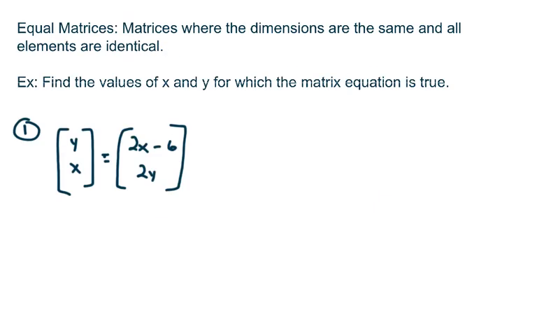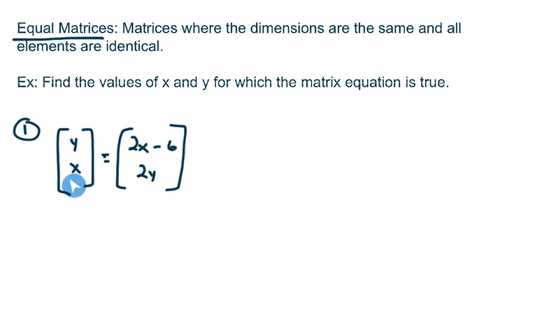Okay, matrices are equal when the dimensions are the same and all the elements are identical. Okay, so this example says find the values of x and y for which the matrix equation is true. So we're going to assume that these two are equal matrices.